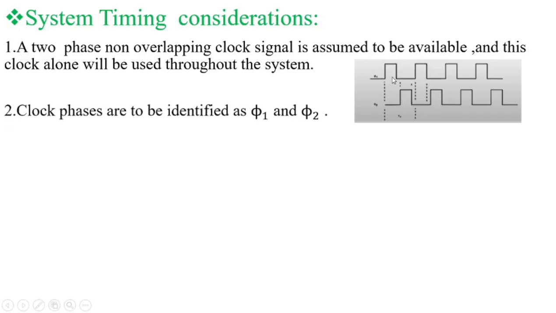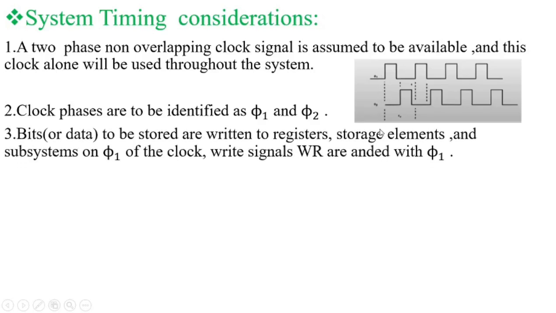The second point: clock phases are to be identified as phi 1 and phi 2. So we indicate these two clock signals, one is the phi 1 signal and one is the phi 2 signal. And the third point: bits or data to be stored or written to storage elements and subsystems are written on phi 1 of the clock. Write signals are ANDed with phi 1.